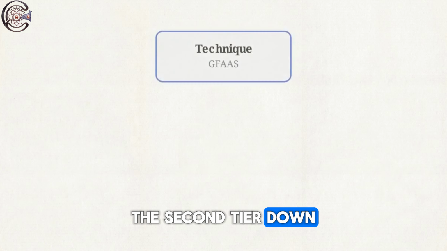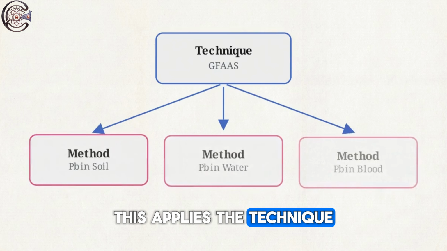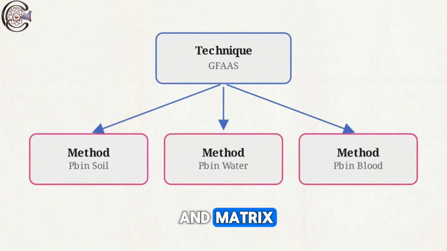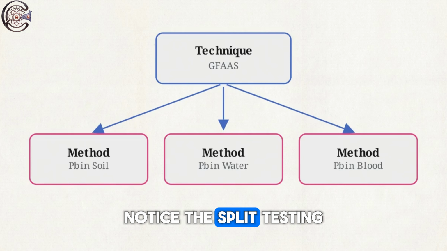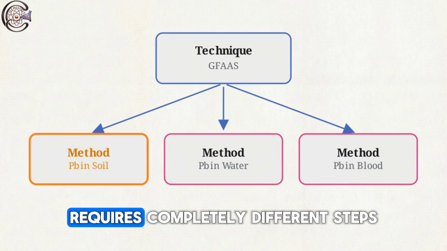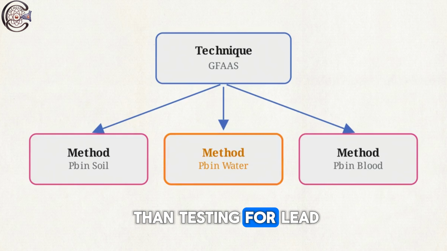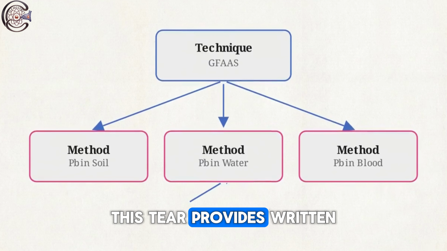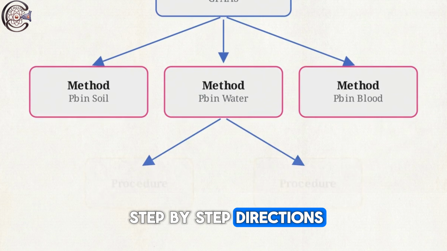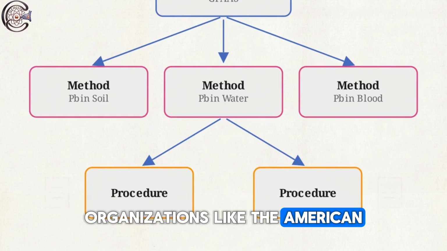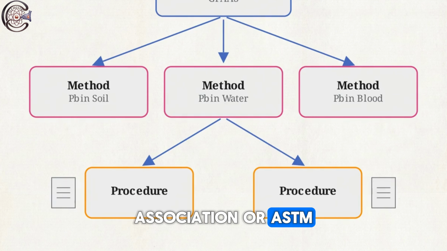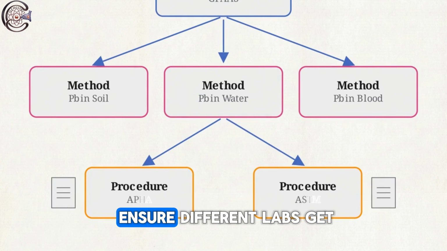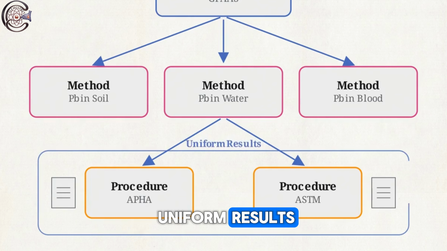The second tier down is the method. This applies the technique to a specific analyte and matrix. Notice the split. Testing for lead in soil requires completely different steps than testing for lead in water. Below that is the procedure. This tier provides written, step-by-step directions. Organizations like the American Public Health Association, or ASTM, write these procedures to ensure different labs get uniform results.